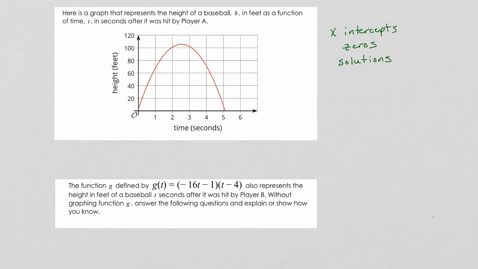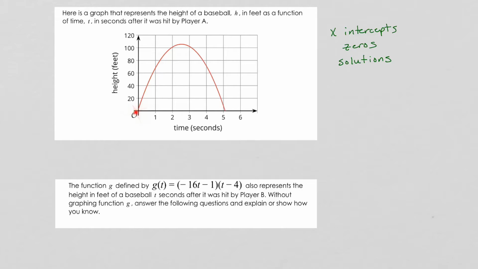And then we have a second player, B, who hit a ball, and this equation here in intercept form, or factored form, represents the height of his ball. Now remember, the important thing that we can get from factored form are the x-intercepts, or the zeros, or the solutions. We had a lot of different names for those, but what they mean are the points where the parabola crosses the x-axis, and there are usually two of them. In this case there are two.